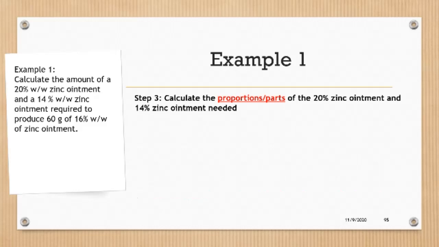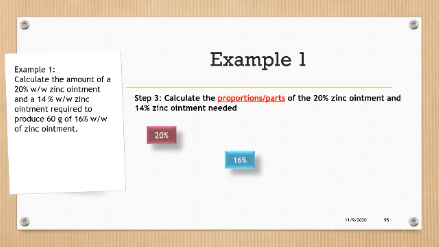The next step is now to calculate the proportion of the parts of each of these components. Now, this is the way how this arithmetic method is done, and I want us to pay very close attention to the steps. All right. So the first thing we have to do is determine what is the final percentage that I need in my product, which is 16. So we write the 16 there.